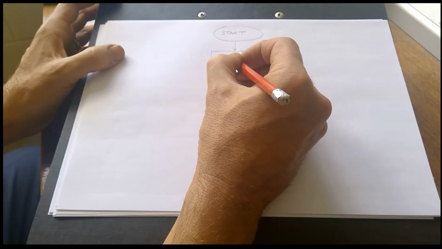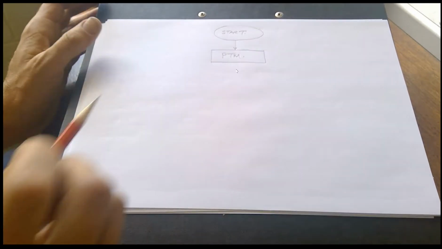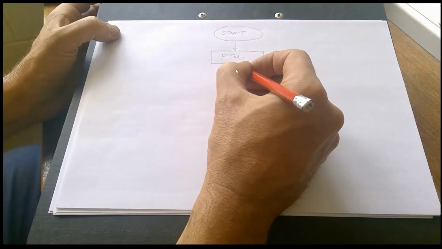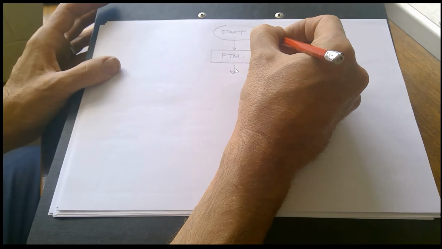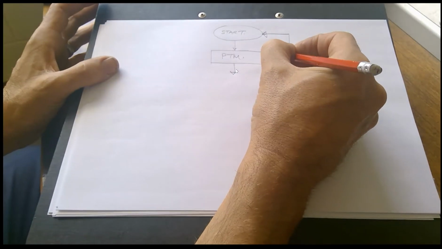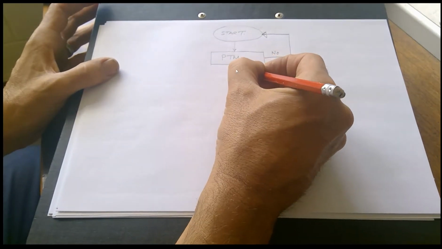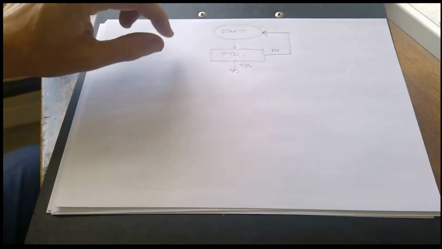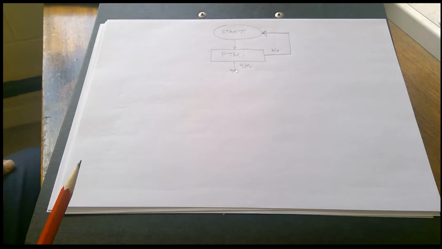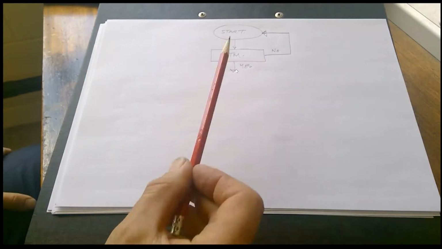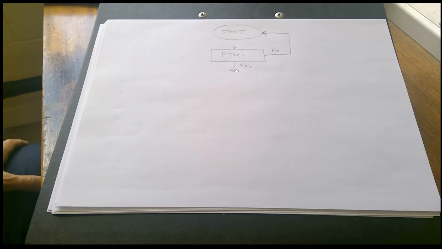PTM. Now, has that push to make been pressed? If it's been pressed, we go down further. If it hasn't been pressed, we're going to go back to the start. So I'm going to put those two commands in there. You can see, has it been pressed? No, it goes round to the start again. Yes, it has been pressed, and it goes down to the next function.